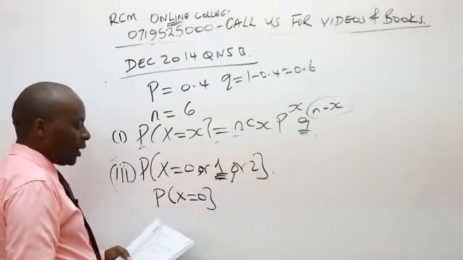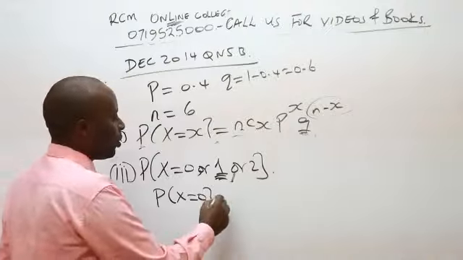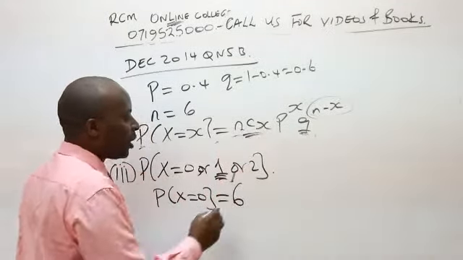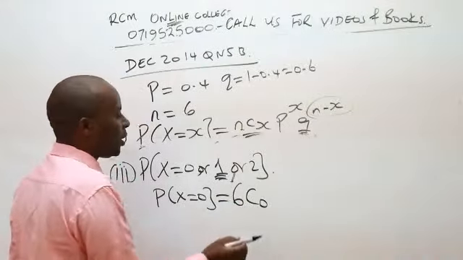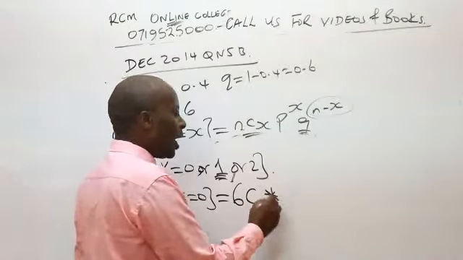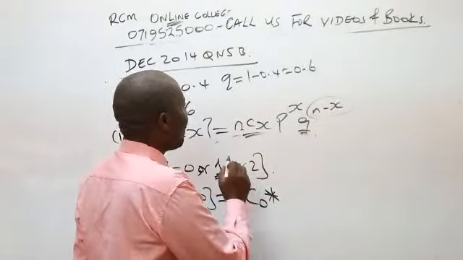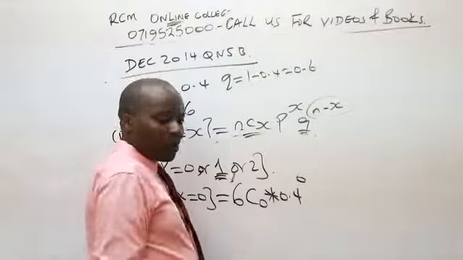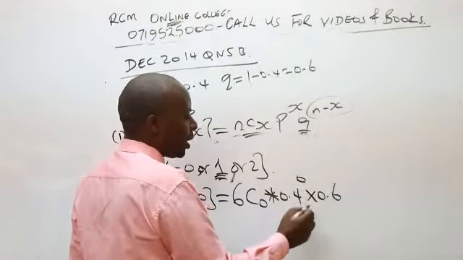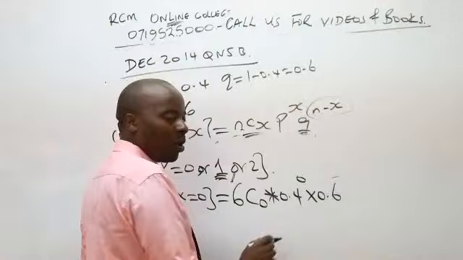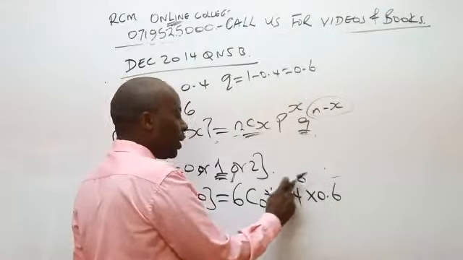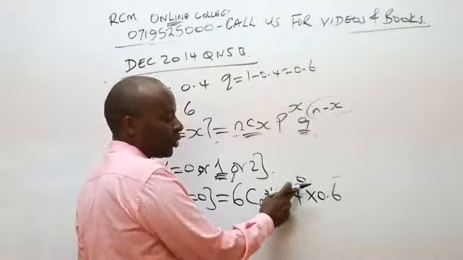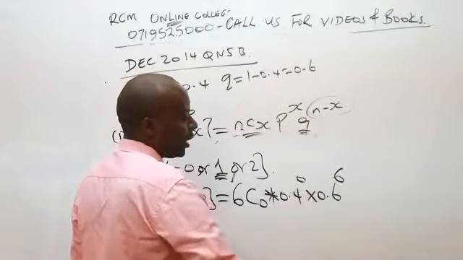Right? So in this case, probability of X equals 0. Then we have 6 combinations X, which is 0. And then we have P, which happens to be 0.4 raised to X, which is 0, times 0.6 raised to the balancing power. We know that the two powers must always add up to N, so the balancing power is N minus X. The balancing power here will automatically be 6.